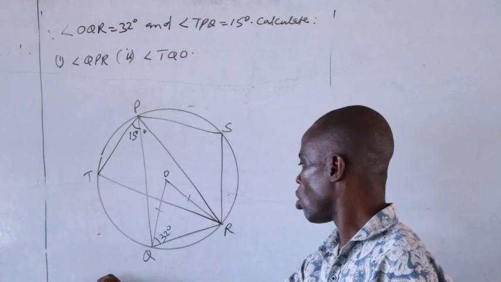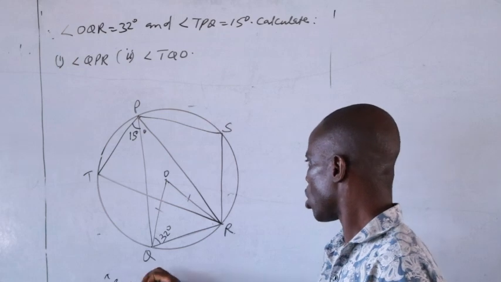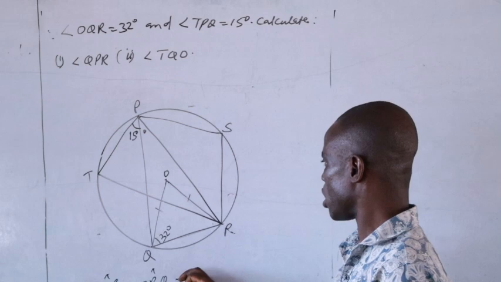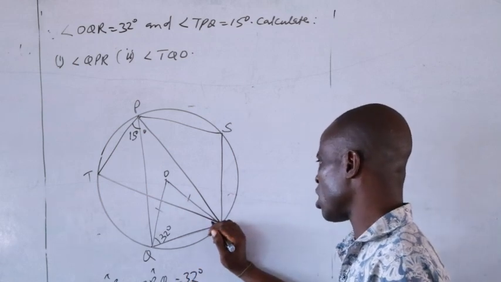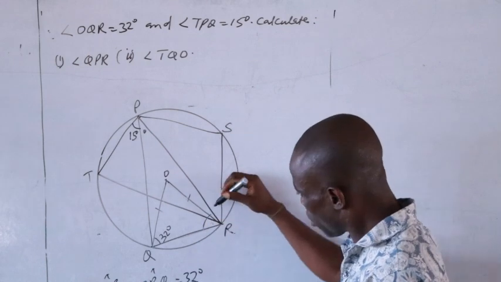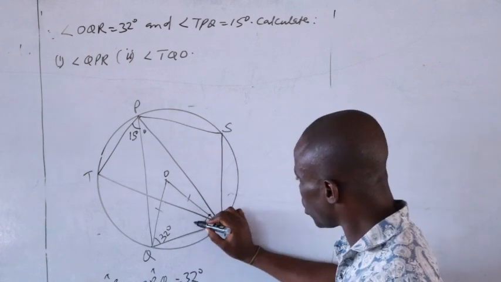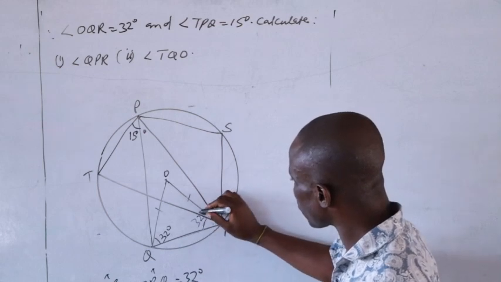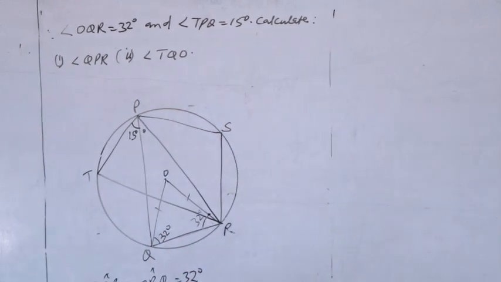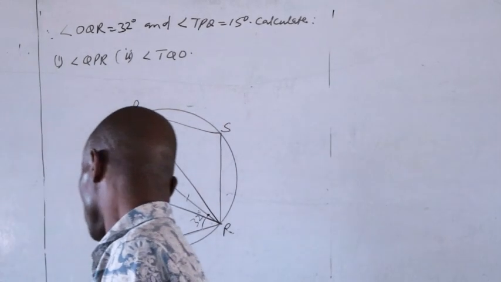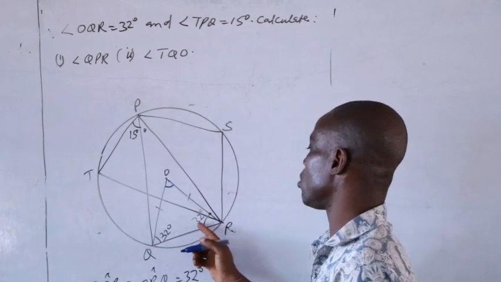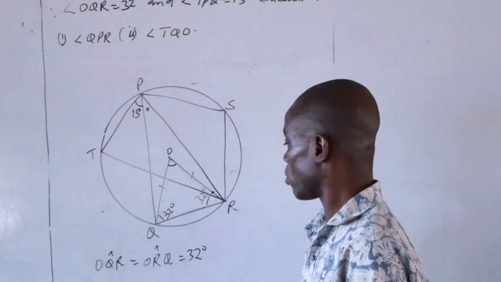OQR is equal to ORQ. And that is 32 degrees. The whole angle, it is not this one that is 32, it is this. The angle stops here. So this is 32 degrees. So if that angle is 32, we can get this angle O by using sum of angles in a triangle.